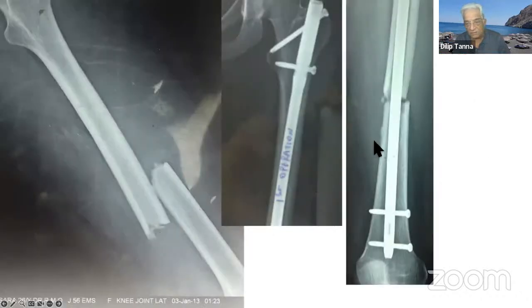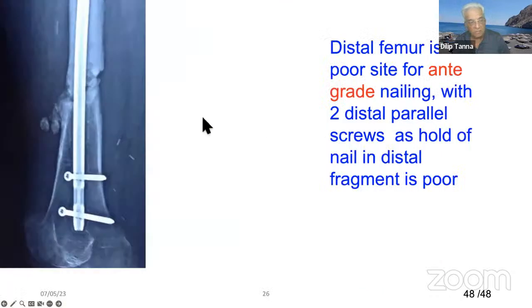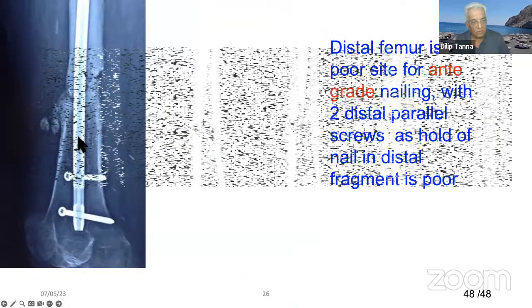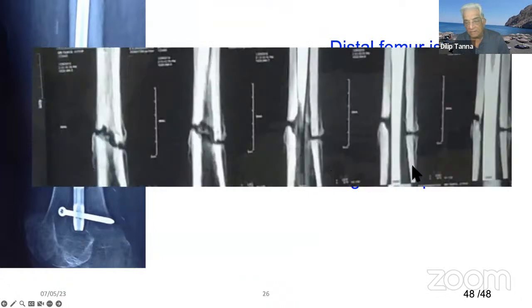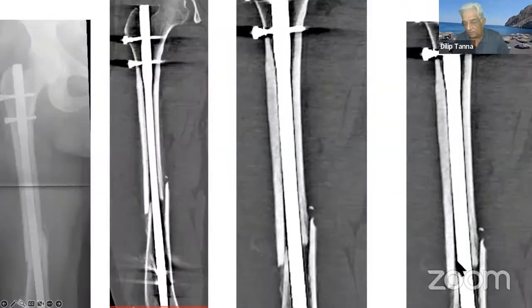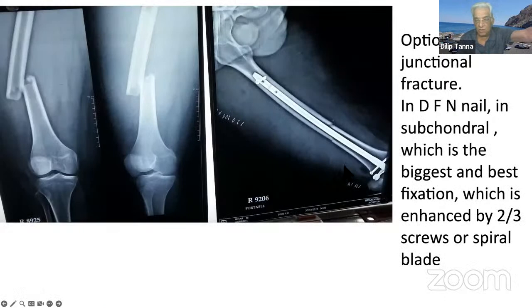You can see again a distal femur non-union. This is the typical non-union of the distal femur. You see the CT scan. You see the nail is floating in the distal end. It has a decent hold, but there is floating in the distal end. And this nail which is floating in the distal end is typical of a junctional fracture. Today, I feel for a junctional fracture, the option in a transverse fracture like this is a distal femur nail and not an antegrade nail.